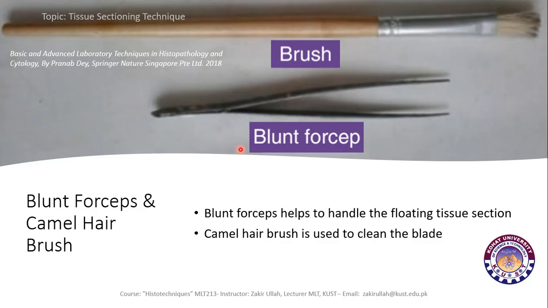So, this is the camel brush, and here are the blunt forceps, which are used for the tissue sectioning technique. The blunt forceps help to handle the floating tissue section, whereas the camel brush is used to clean the blade after the tissue sections and the ribbon are prepared. So, this is the usage of this brush and forceps.